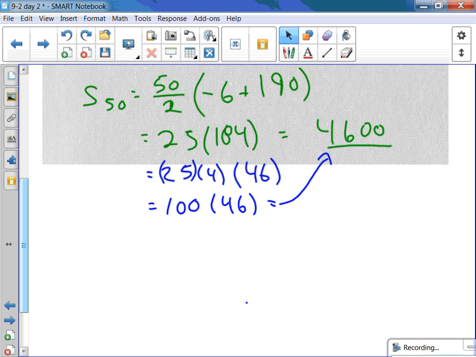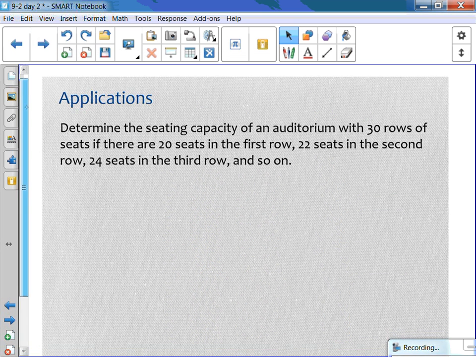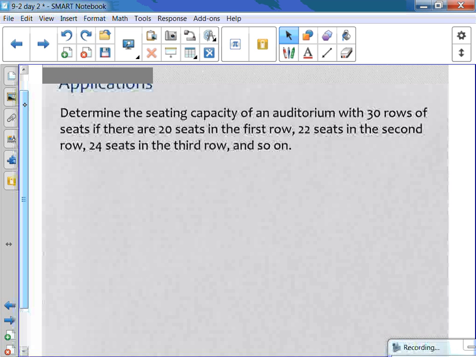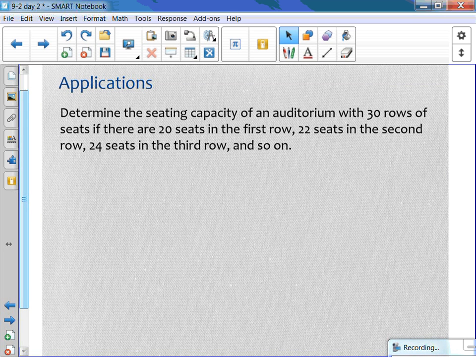Okay, what are you talking about? Okay. What about something like this? So here we want to determine the seating capacity of an auditorium. There's 30 rows of seats. There's 20 seats in the first row, 22 in the second, 24 in the third, and so on.